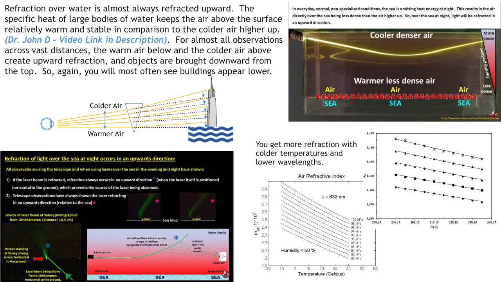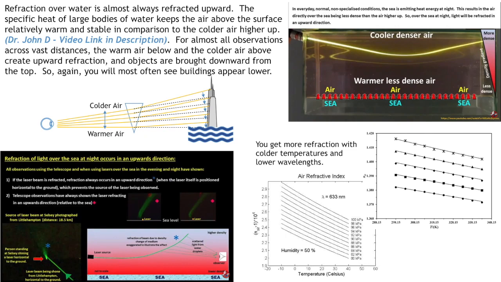But keep in mind, refraction over water is almost always refracted upward. The specific heat of large bodies of water keep the air above the surface relatively warm and stable in comparison to the colder air higher up. Again, video link in the description. So for almost all observations across vast distances, the warm air below and the colder air above create upward refraction of an object, and the objects are brought downward from the top. So again, you will most often see buildings appear lower than they actually are.